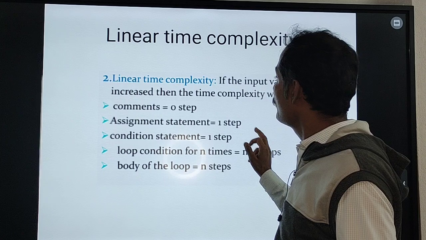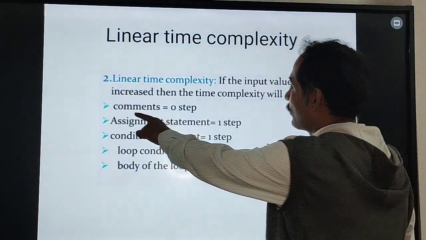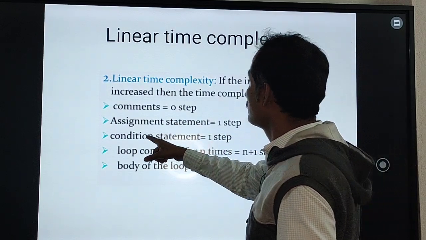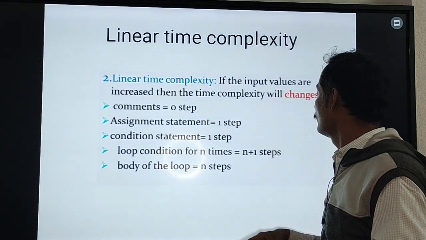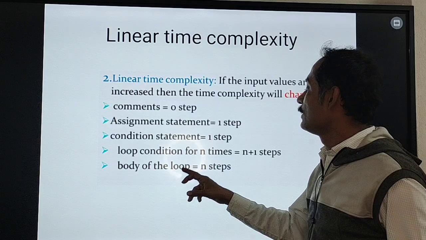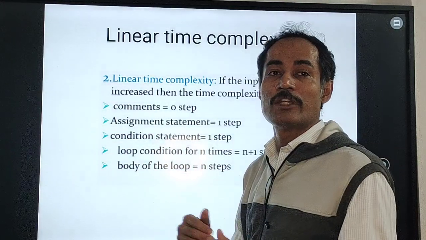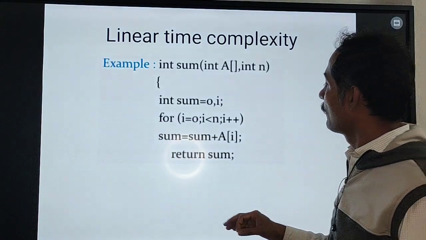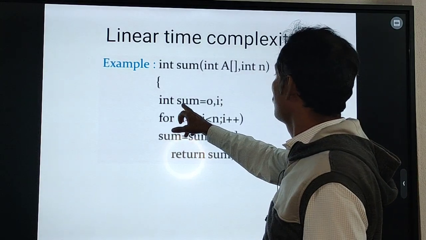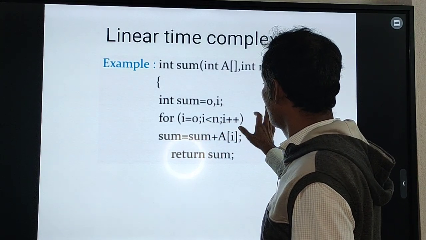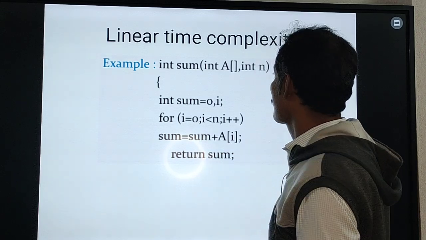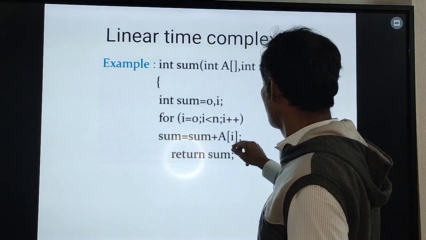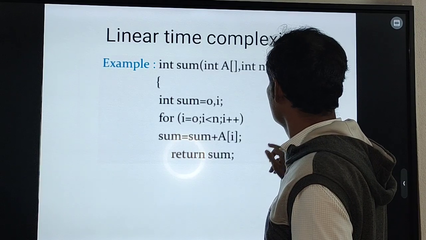In contrast, consider linear time complexity. As mentioned earlier, for comments no word count will be there. For an assignment statement, only one word count. For a condition statement, one word count. For a loop, n plus 1 steps, and for the body of the loop, n steps, that is how many iterations we are considering, that is n. With the example you can find this, and the brace is missed here. Anyway: sum, for i equals 0, i less than n, i plus plus, sum plus a of i, return sum. So the count will again be n plus 3, because here it is n, 1, 1 and 1. So n plus 3 is the word count here.